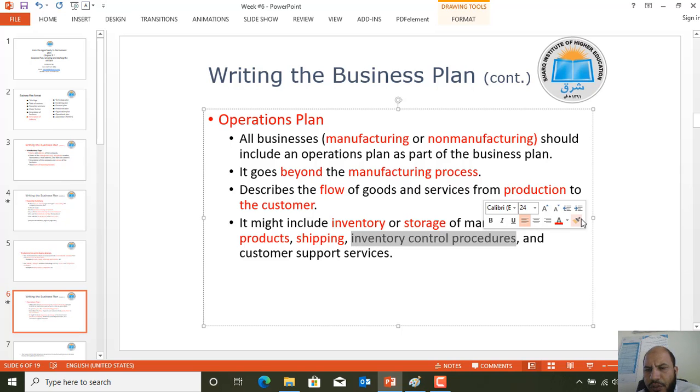How to control the inventory, what procedures the company will use for controlling their inventory, and also how the company will support their customers' services.